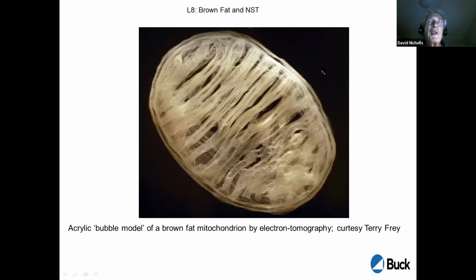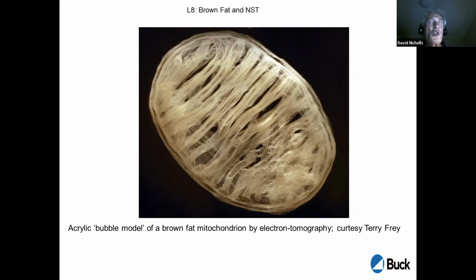This is a brown fat mitochondrion. It's actually an electron tomography reconstruction of a real brown fat mitochondrion, which I have sitting in my office at home, courtesy of Terry Frey. So this shows the outer membrane, the inner membrane, and the extremely extensive invaginated cristae. So, an enormous surface area. And as we know, of course, all the exciting things are happening across this inner mitochondrial membrane.